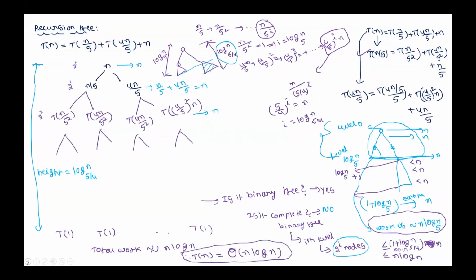Sir, why are we getting less than n amount of work done here, from log n base 5 downwards? Because no nodes will be there on the left side now. Here n by 5 squared, 5 cubed, like this, after the log n base 5 level, no nodes will be there, no? It becomes T of 1 here. Here itself it becomes T of 1.